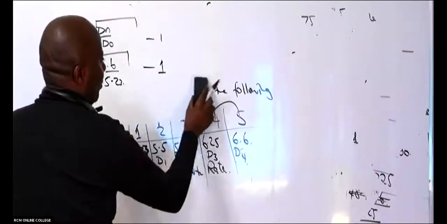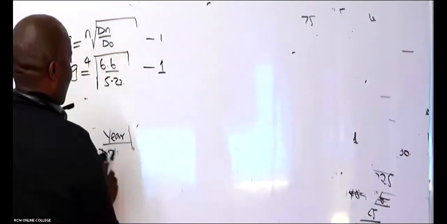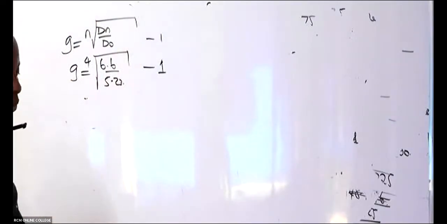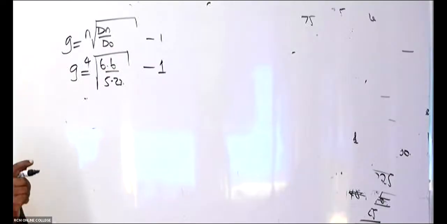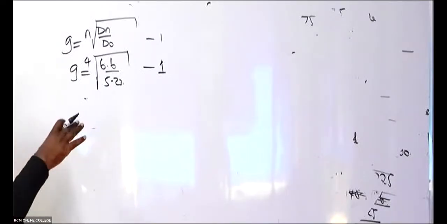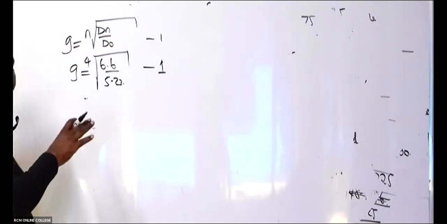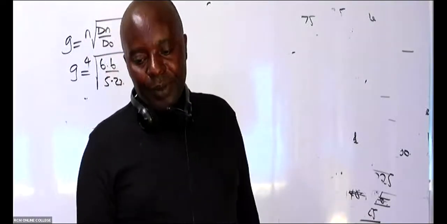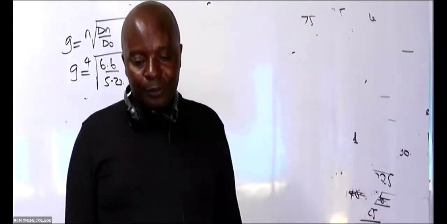Is there anybody who is able to give me this growth rate? Yes, you can also decide to use n minus 1, so say 5 minus 1. But the better approach, regardless of the method you use, remember, this will be 4, not 5.